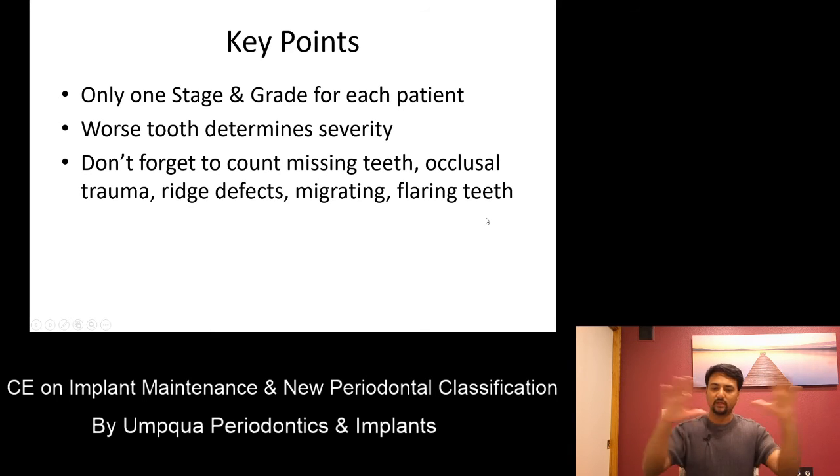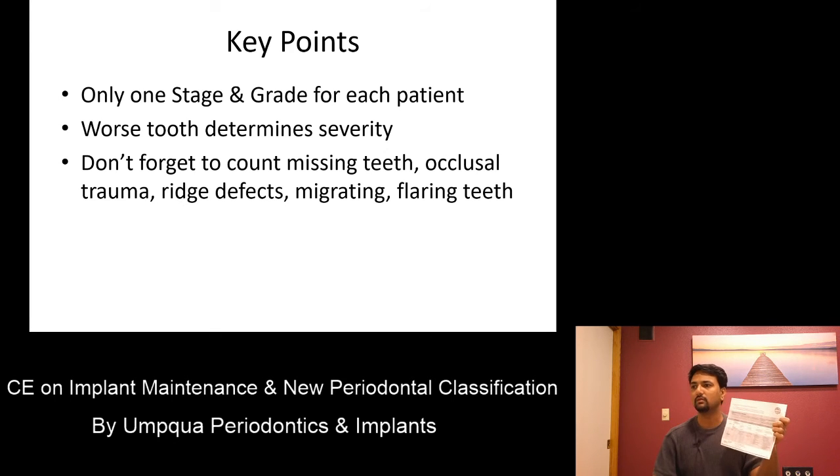Okay, so what are the key points of this framework of staging and grading? As I said earlier, there could be only one stage and one grade for each patient. The worst tooth determines the stage of the patient, and that's how you determine the grade also of that patient. If you look in your handout, under the staging and complexity factors, you can see a lot of things listed which can upgrade your stage if these conditions are present.